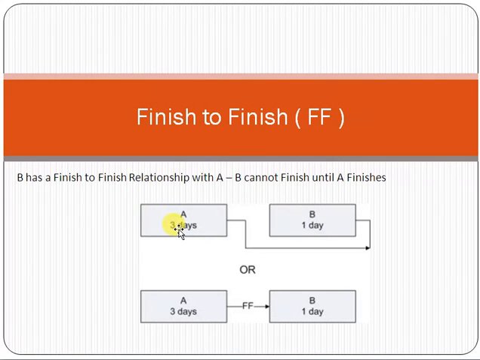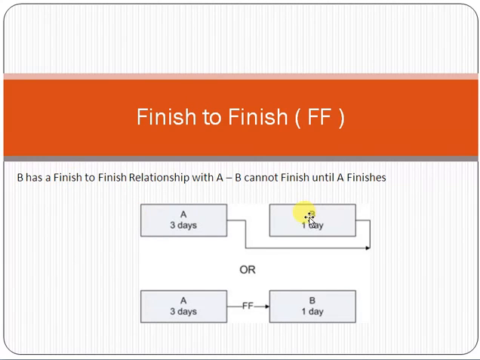Are you with me? Are you getting my point? What does it mean? A is an activity of 3 days and B is an activity of 1 day. That means that first of all A has to finish, only then B will finish. So B is dependent on A, or FF you can say as well. If A continues, B will also continue. If A finishes, only then B will finish. What I want to convey to you?